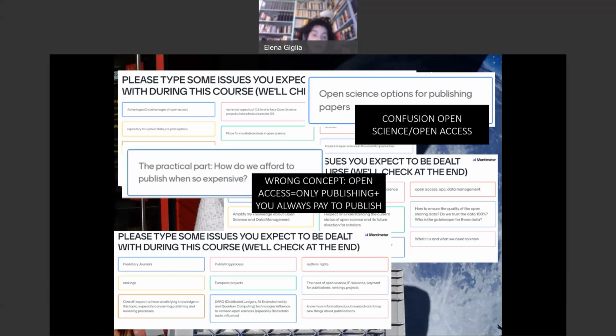Then the other one, how do we afford to publish when it's so expensive? Again, another wrong concept, because open access is not just publishing, it's also self-archiving, and self-archiving is always free. And it's not true that you always pay to publish, because only 29% of open access, I mean native full open access journals, ask for an APC.